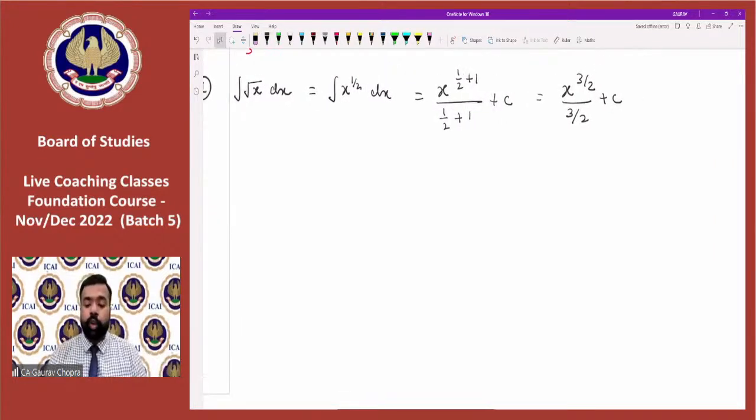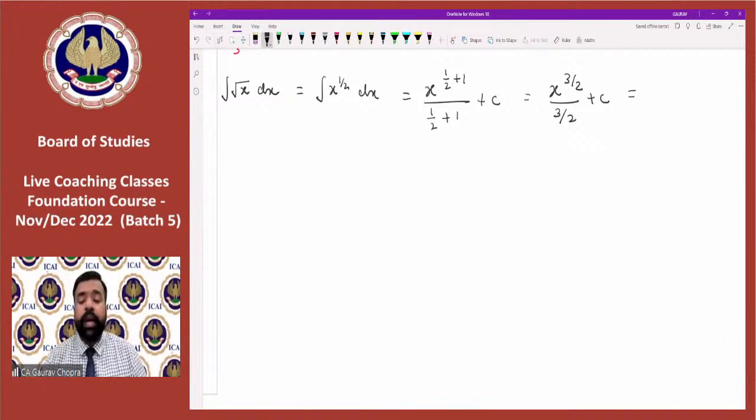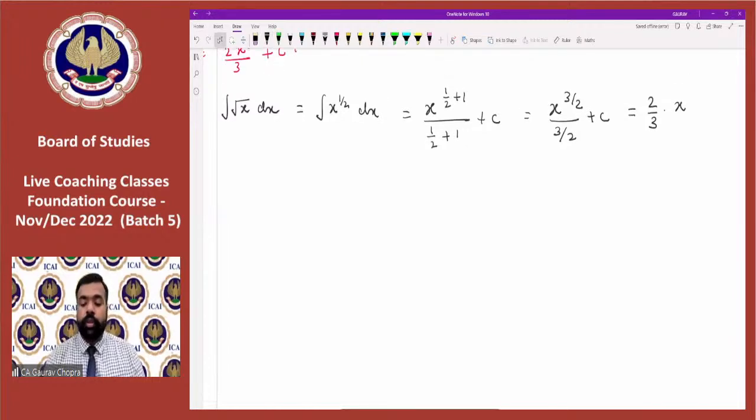And this can also be written as, 3 by 2 will become the reciprocal 2 by 3, and then x to the power of 3 by 2, and it can also be written as x root x. One and the same thing. We can write x to the power of 3 by 2 or x root x. The result is the same.